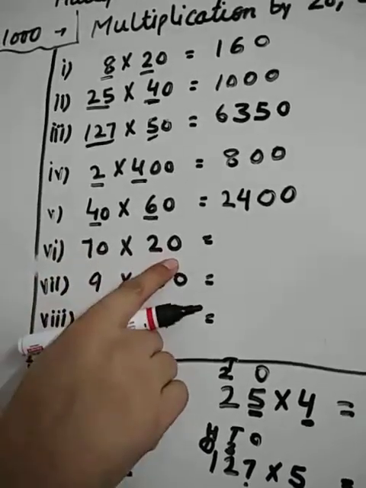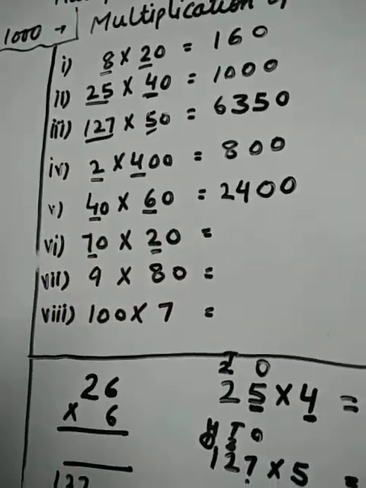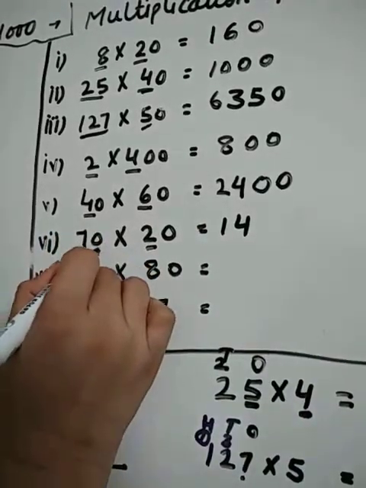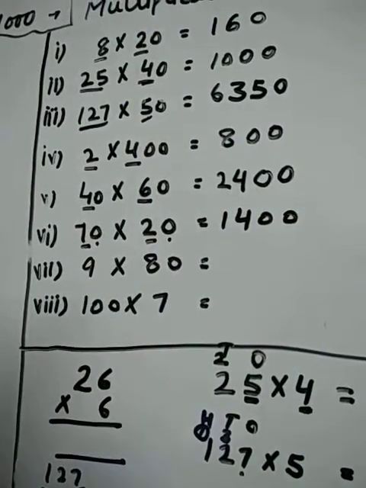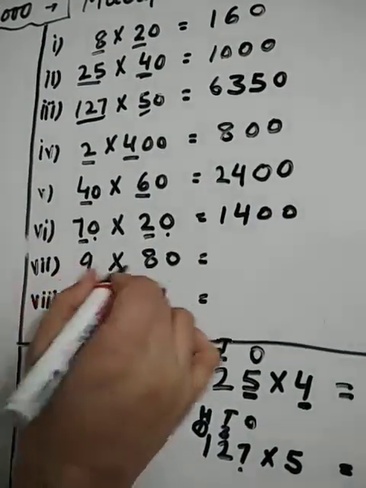Now the next sum is 70 multiplied by 20. Again 7 multiplied by 2. 7 2s are 14. See, 2 zeros are there. One is here, one is here. So I will put 2 zeros here. 1400.